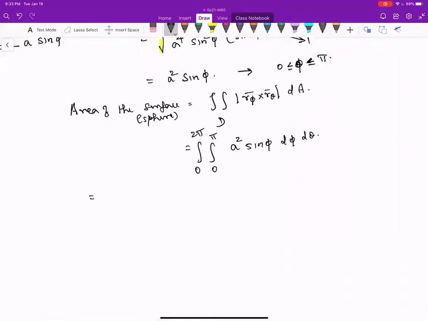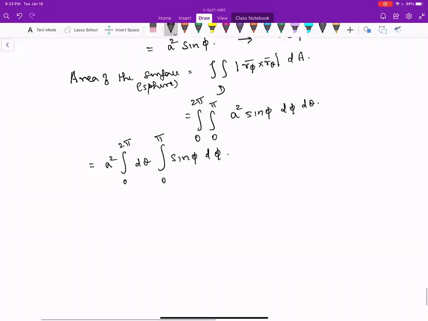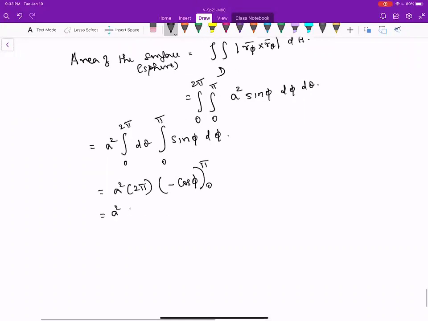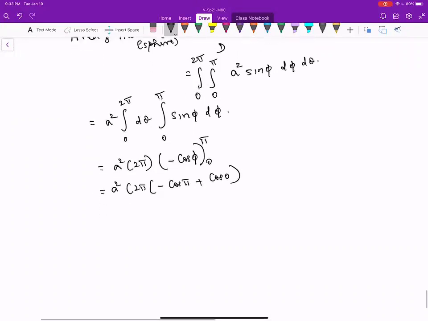So it is separable variable, separable. So I can take the a square out, and then 0 to 2 pi d theta can be taken out as well. Then 0 to pi sine phi d phi. So this will be a square times 2 pi. Then integral of sine phi, that is negative cosine phi between 0 and pi. That's a square times 2 pi times negative cosine of pi minus of minus cosine 0.